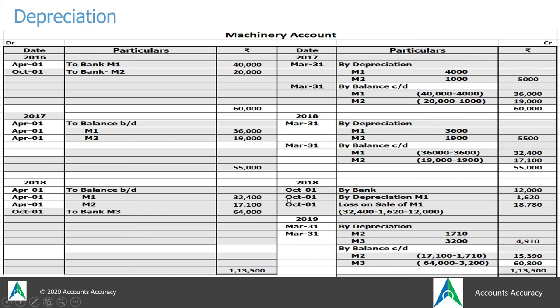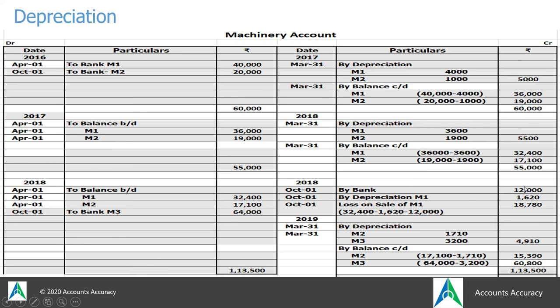Now from this, till October we need to provide depreciation, because it was not sold on April 1st but was used till October 1st. The machine was used for 6 months, so 6 months depreciation must be calculated and deducted from it. That is 32,400 into 10 by 100 into 6 by 12, which comes to 1,620. So this amount of depreciation should also be deducted, and the value of the machine would be reduced by 1,620.